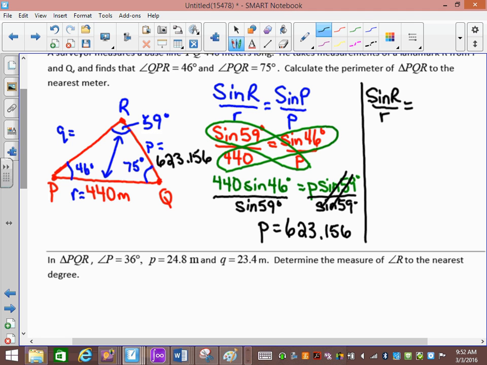So I'm going to use sine R over R again, and then sine Q over Q. So I get sine 59 over 440 equals sine 75 over little q.